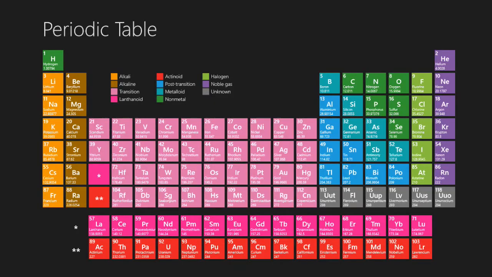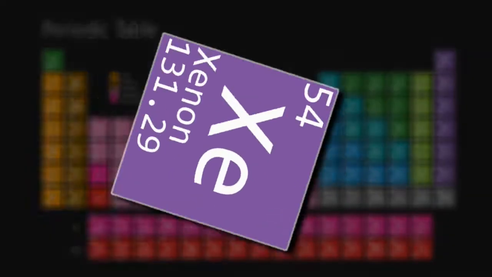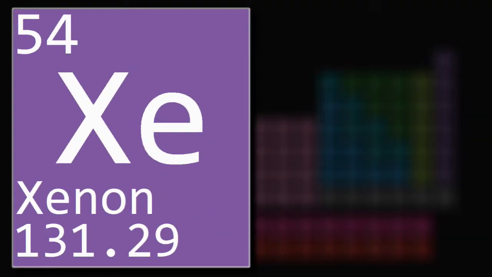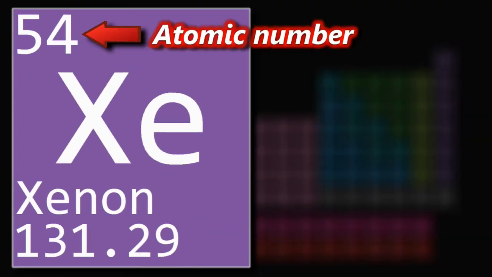So in case you haven't seen the periodic table, this is what it looks like. As you can see, it's made up of a bunch of different squares, each of which represents a different chemical element. If you look at just one of the squares, you'll find a certain amount of information about that particular element. The top number is called the atomic number.